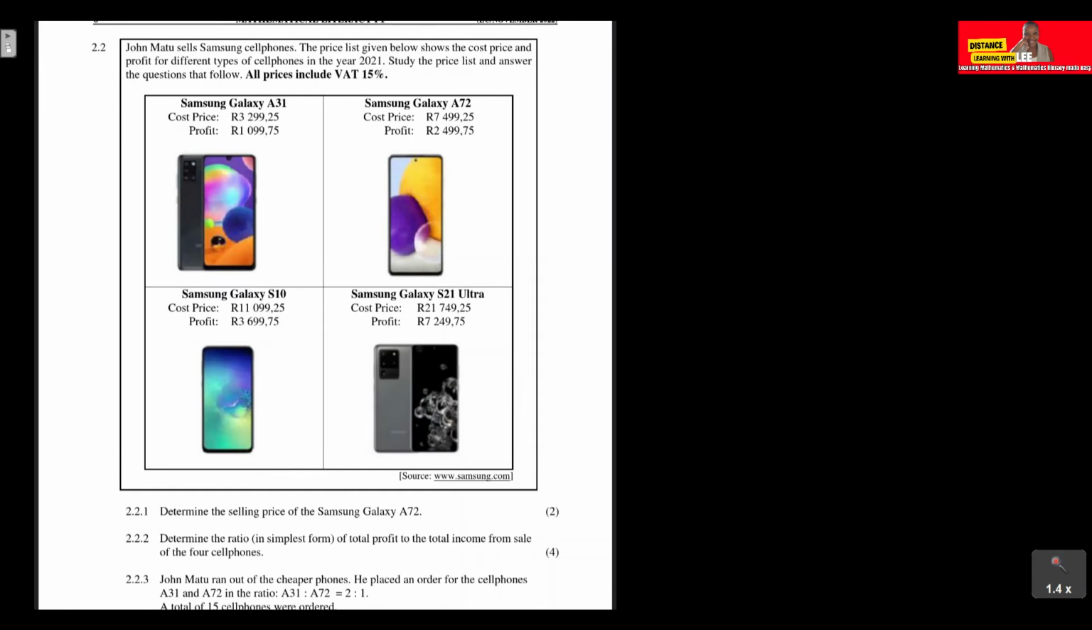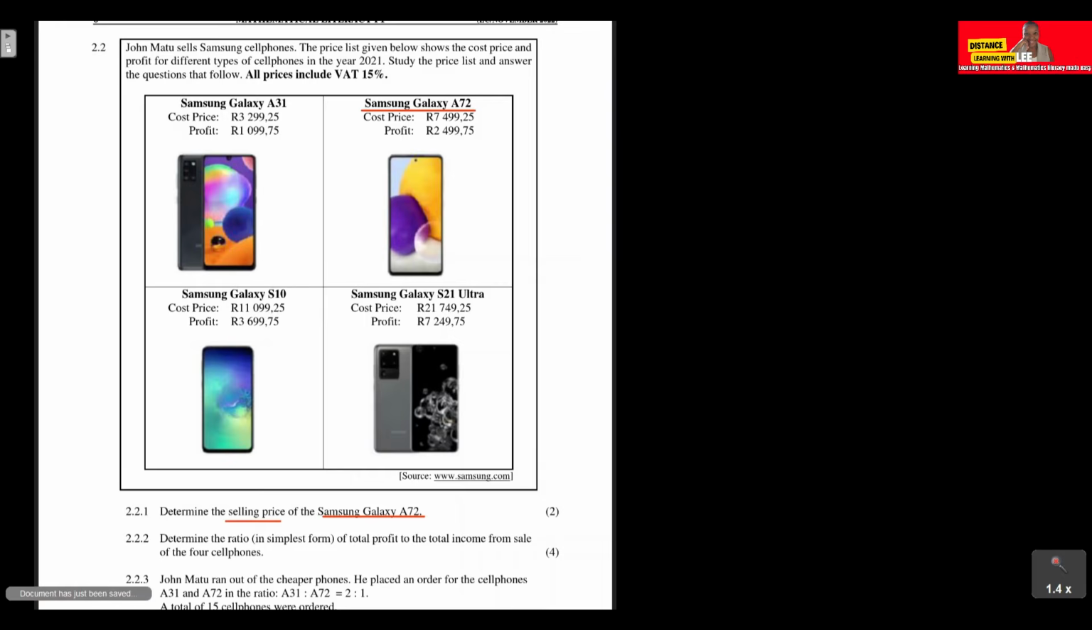Question 2.2.1 says determine the selling price of the Samsung Galaxy A72. So here we want to determine what is the selling price of the Samsung Galaxy A72. So we're going to direct our attention on the Samsung Galaxy A72, and we want to determine what is the selling price. However, what is given to us here, guys, is just the cost price and the profit.